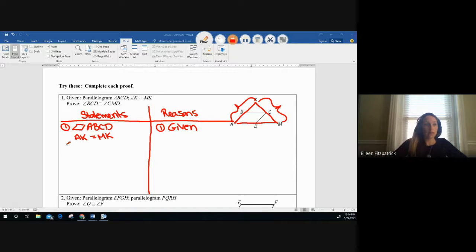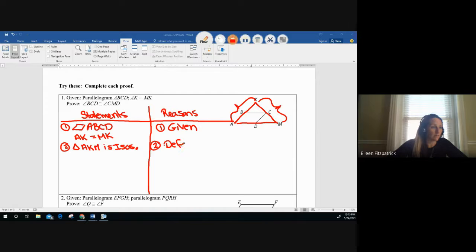You're looking at an isosceles triangle. So let's list that down. We know that triangle AKM is isosceles. And how do I know it's isosceles? Well, it's because the two sides here are congruent. That's the definition of an isosceles triangle.